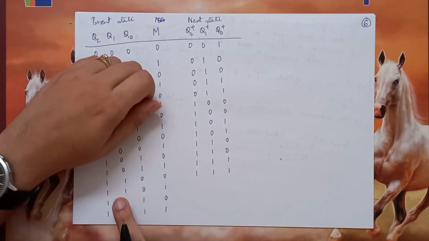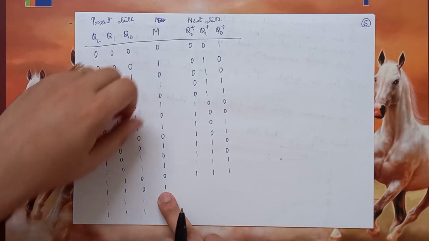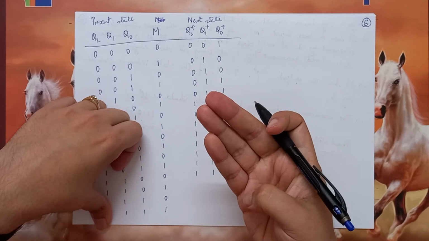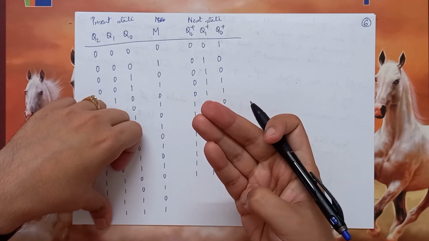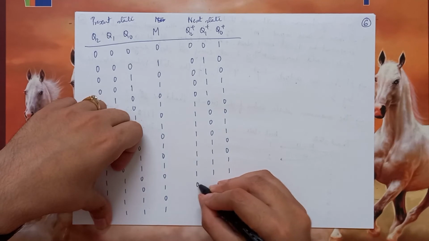So now when the present state is 6 and M is 1, 6 needs to increment by 2. Now what is 6 plus 2? It is 8. That is not possible, because we know that the maximum count can only be 7. So if the present count is 6, plus 1 will make it 7, another plus 1 will make it 0. So therefore, this state will be 0.